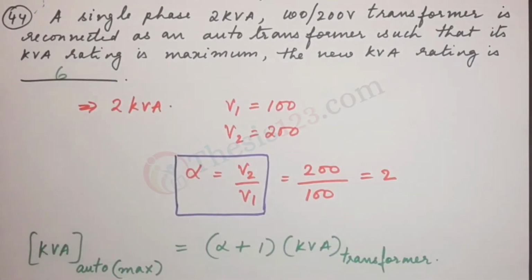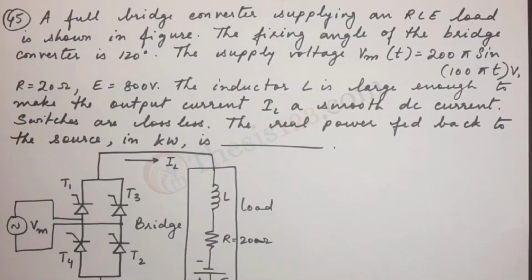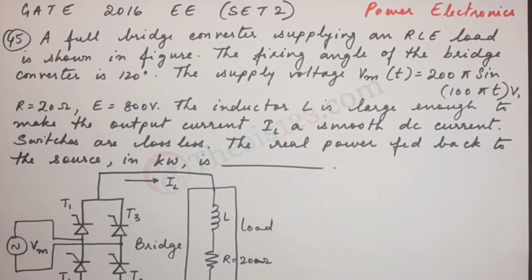So here are two formulas that you would need to remember. One is the winding ratio. Alpha is equal to V2 by V1, the voltage ratio. And the kVA when the transformer is reconnected as an auto transformer, here is the formula. The kVA rating of an auto transformer at maximum would be 1 plus the voltage ratio, times kVA. Well, I hope this has helped. Here's the next question, number 45.